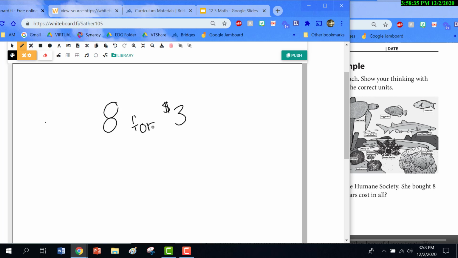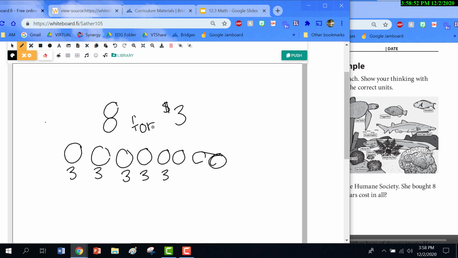You could actually draw a picture. So one way to do it would be to draw a picture of 8 collars and label them each $3 and add them up. So repeated addition. 4, 5, 6, 7, 8. And label them each $3. So you'd have to add up all those 3's. Another way to do it would just be to multiply 8 times 3.